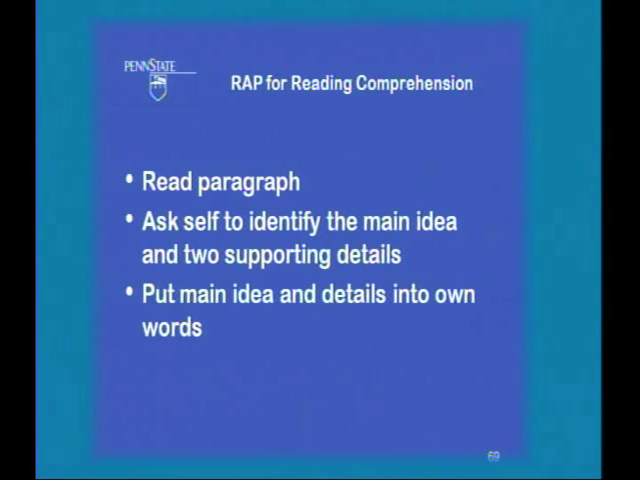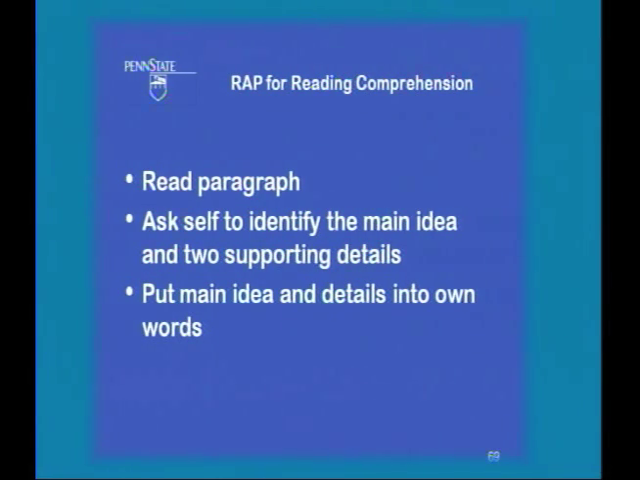Another simple strategy is RAP. RAP has also been validated for students with mild disabilities. Read the paragraph, ask yourself to identify the main idea and two supporting details, and put the main idea and details into your own words.